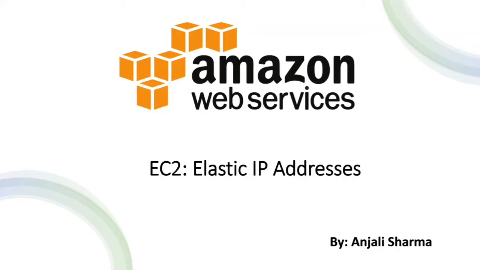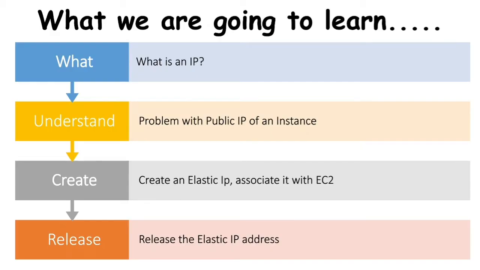In this video, we are going to study the concept of elastic IP addresses in context with EC2 instances, right? So let us see what we are going to study through this video. First of all, we will have a general introduction of IP and IP addresses. Then we will understand the problem with the public IP address of an EC2 instance. And then we will understand how we can create the elastic static IP addresses, and then how we can associate them with our EC2 instances. And finally, we will see how we can release those IP addresses, right?